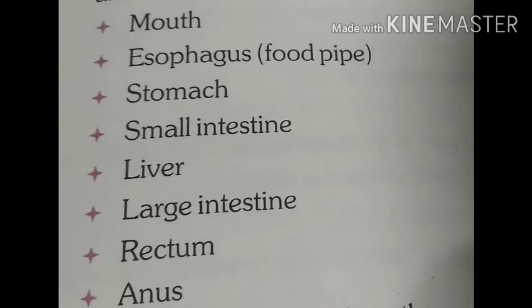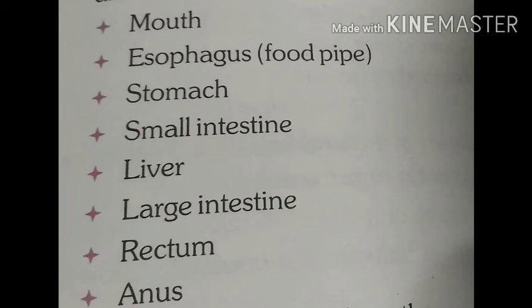The digestion of food takes place in the digestive system. Many organs work together and help in the process of digestion. As we said earlier, in the digestive system, many organs are working together inside our body. Those all help in the process of digestion. Different organs of the digestive system are given here. Those are mouth. Whatever food item we want to eat, we will place it in the mouth only. So the mouth is the first part of digestion.